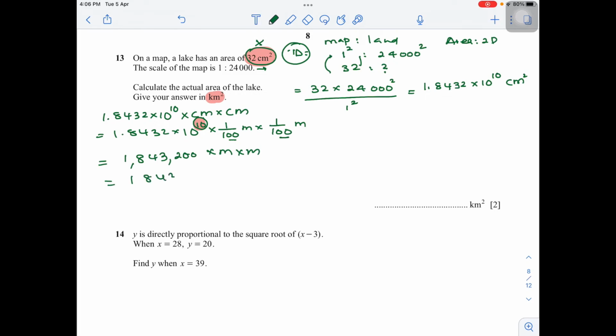So that's 1,843,200. Again divide by 1000 kilometers times 1 over 1000 kilometers, or you can write it like this also: divide by 1000, divide by 1000, and square kilometers. Use a calculator again, and you get 1.8432 square kilometers.